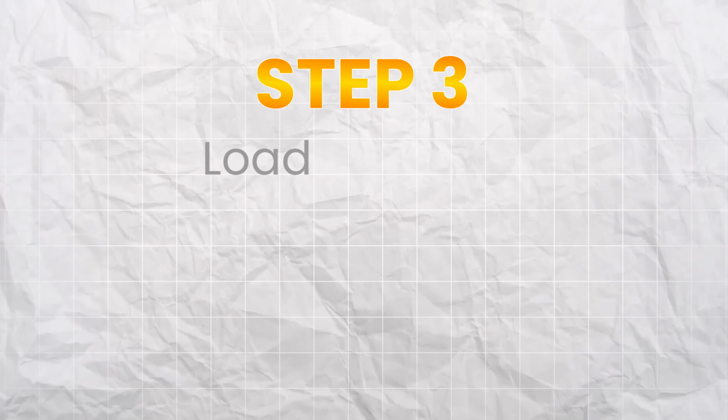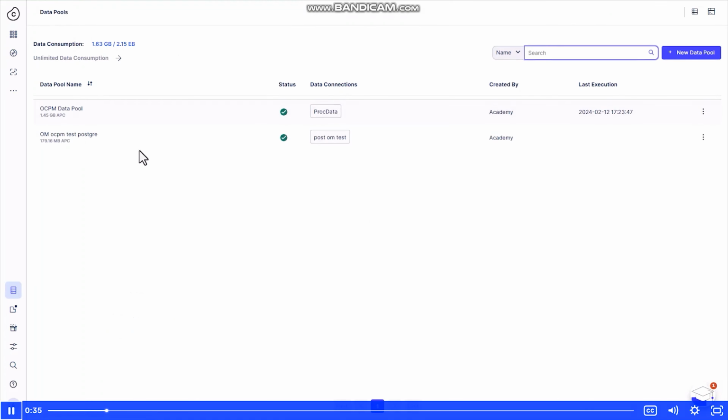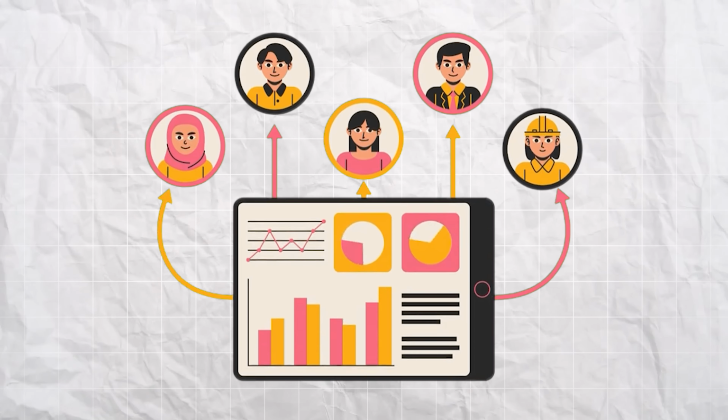Step 3. Load data into Celonis. Once your data is ready, it's time to bring it into Celonis. Go to Celonis Data Integration or Data Modeler. Click Create New Data Connection. Select your source system or upload files. Map columns: case ID, activity, and timestamp. Validate your data before saving. Celonis will then generate a data model. This is the structure your dashboards will use.